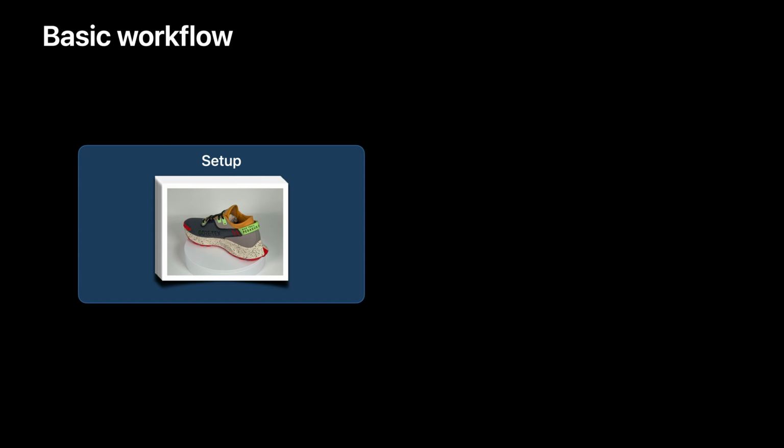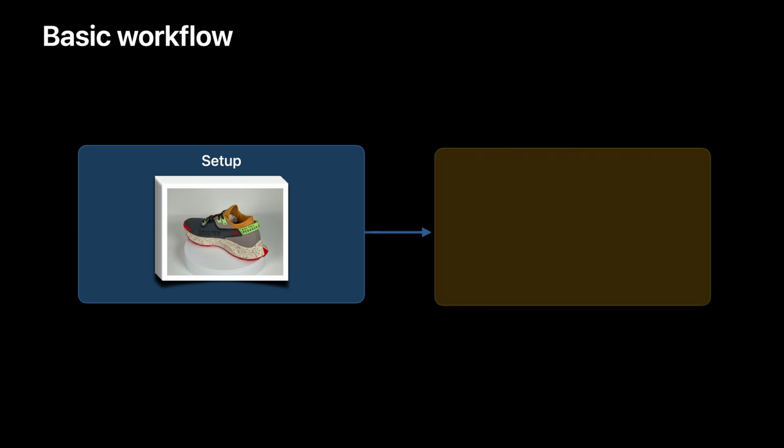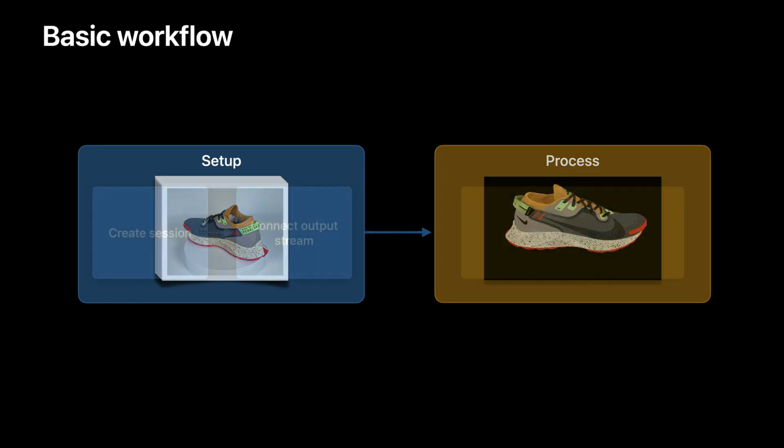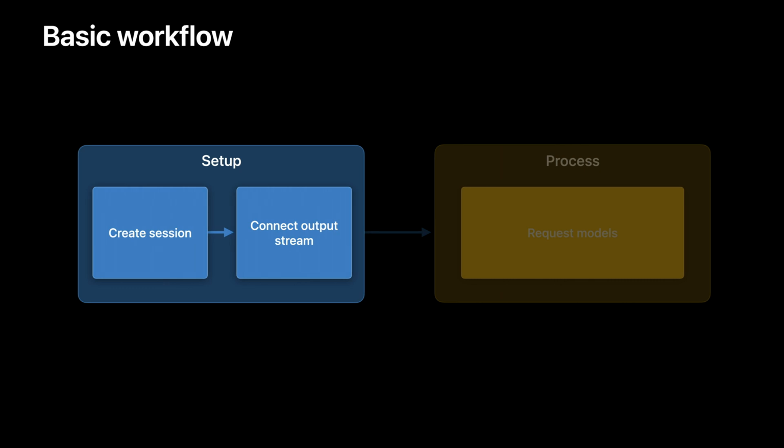Here we see a graphical diagram of the basic workflow we will explore in this section. There are 2 main steps in the process: Setup, where we point to our set of images of an object, and then Process, where we request generation of the models we want to be constructed. First, we will focus on the Setup block, which consists of 2 sub-steps: creating a session and then connecting up its associated output stream.